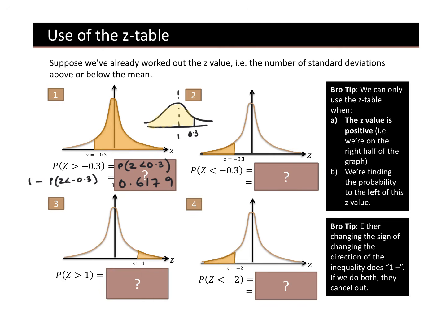Okay. Number 2. We want the probability of z being less than minus 0.03. So we want this little chunk.